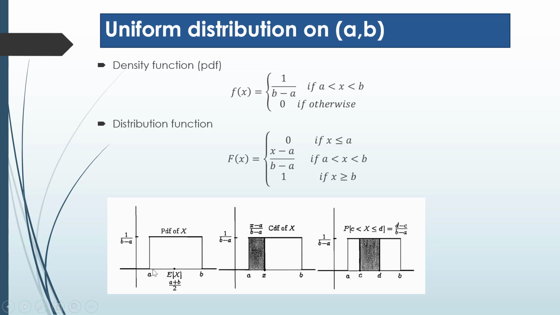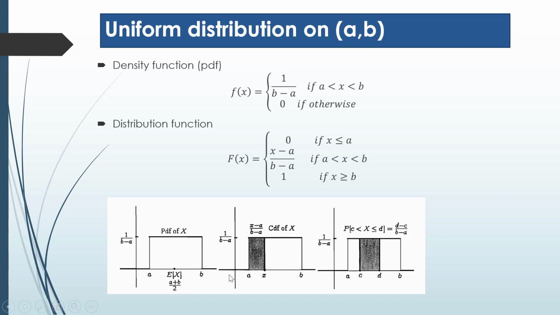Suppose you look at the first picture. The PDF of x is 1 over b minus a if x is between a and b. Outside the range a and b, f of x is 0. And the mean of this distribution is basically the midpoint between a and b. So E of x is a plus b over 2.